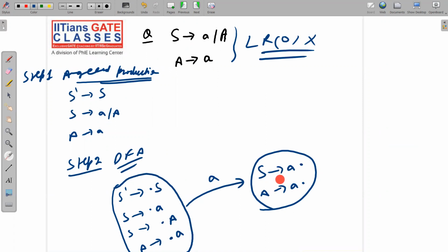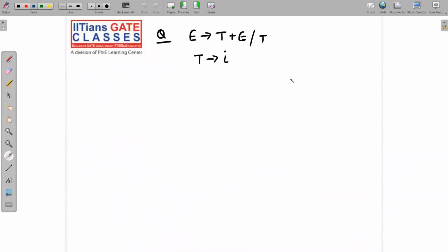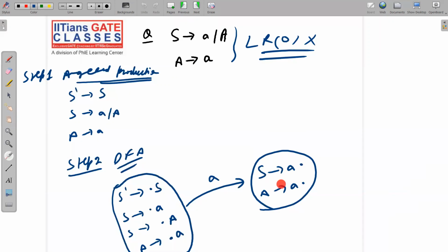If you are not able to follow, please rewind the video and watch it again. I have given you the entire reason. I'm not going to repeat it again and again. No doubt we have to read capital S and capital A also, but I am not using them because immediately I have got an answer: dot A and dot A. So I will read this small a, and I will immediately say it is not LR0.